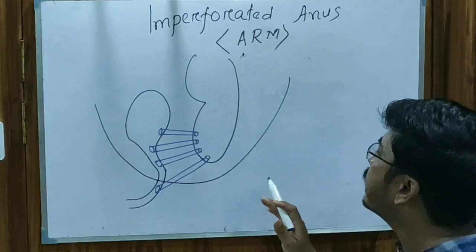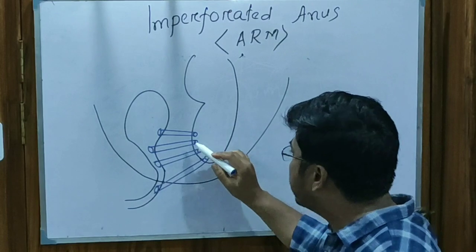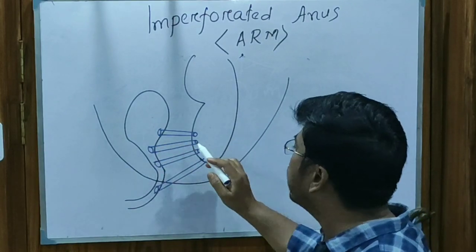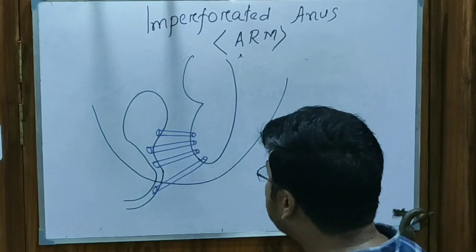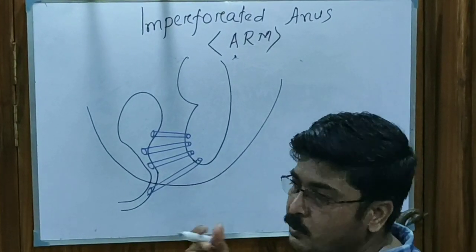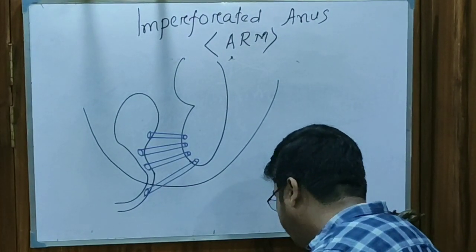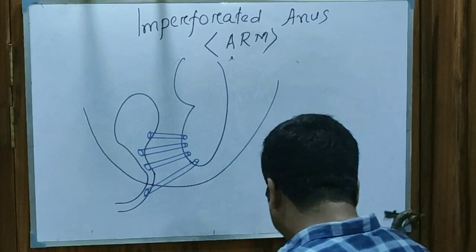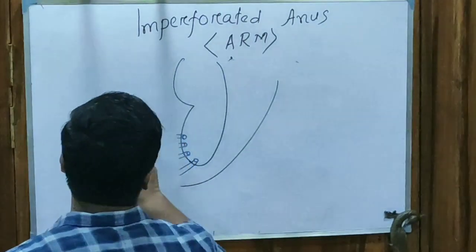If the sinus is developed and there is a communication, the patient may pass stool along with the urine. That means the patient presents with fecal mixed urine and foul-smelling fecal mixed urine, with recurrent UTI. For the female patient, what would be the occurrence?